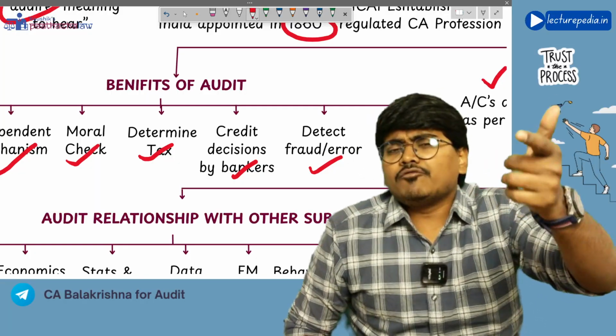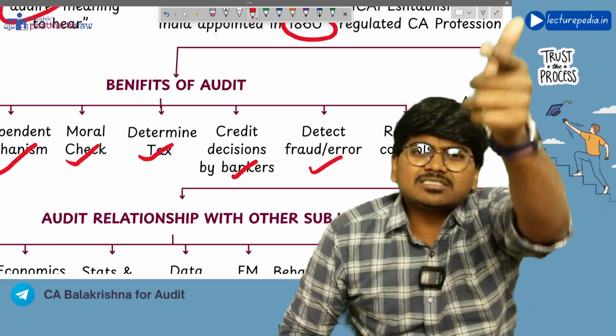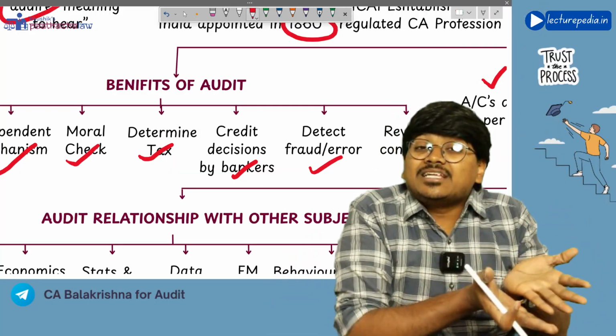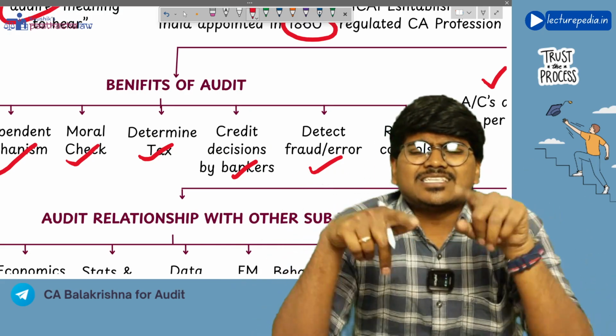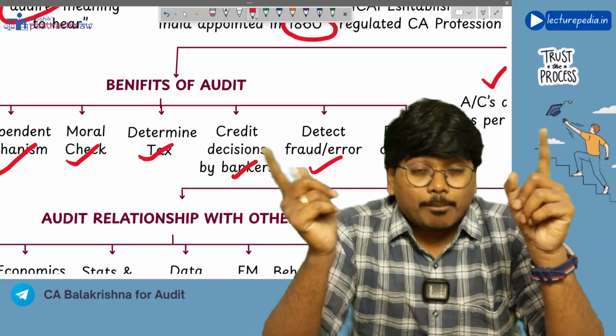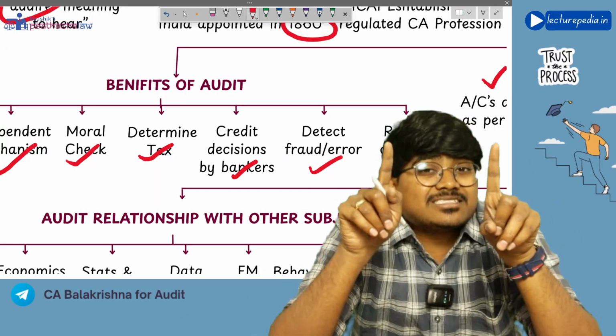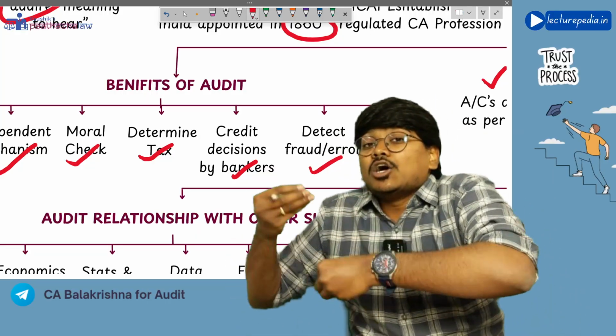And during such review of internal controls, if at all he finds any deviations in the internal control, he will bring them to the notice of management. So you should remember that it is not the responsibility of the auditor to review internal controls, but it is for the purpose of making his job of audit easy. How? For the purpose of designing the audit procedure.